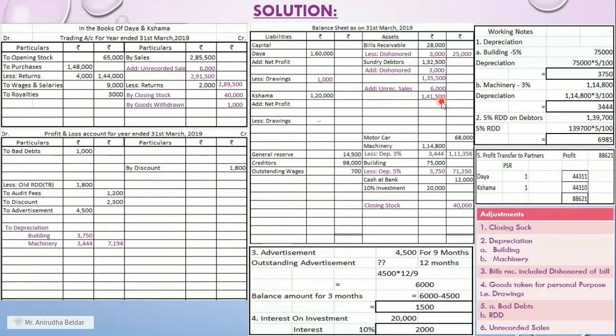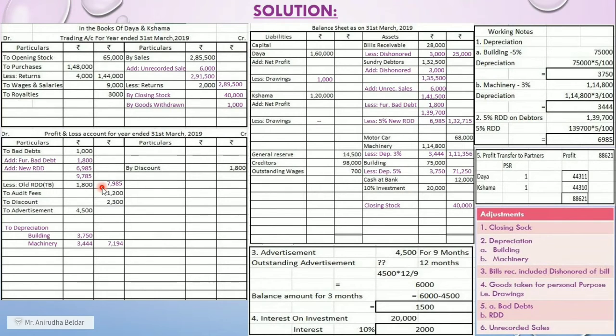After that we'll solve the bad debts and RDD. Then we will calculate the bad debts and RDD. Here we have calculated the 5% RDD, and further bad debt is given. Less further bad debt, less 5% new RDD. The second effect is on the profit and loss account debit side. Add the further bad debt and new RDD, and deduct the old RDD.